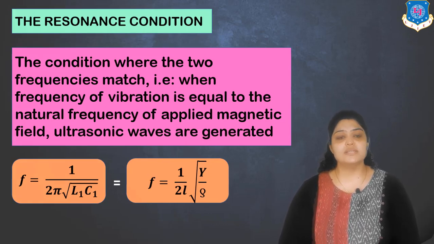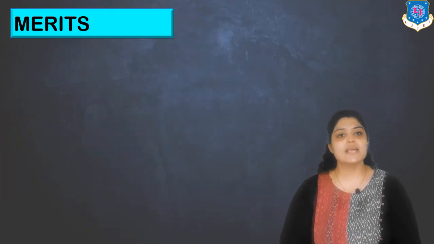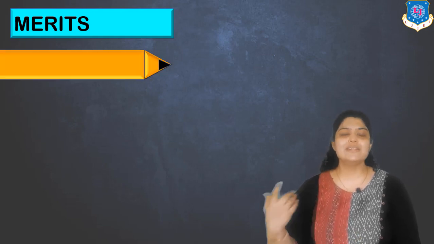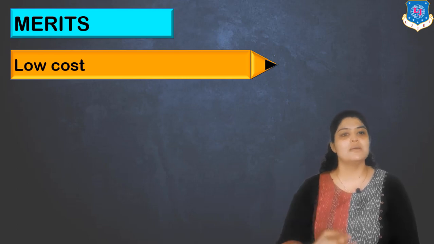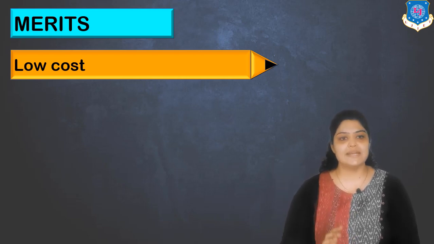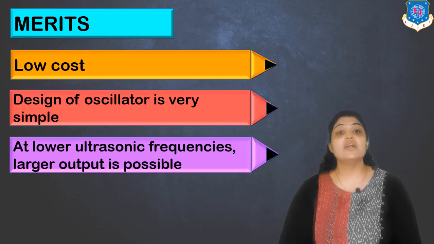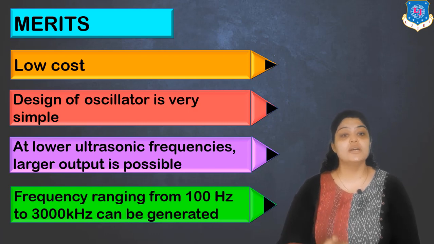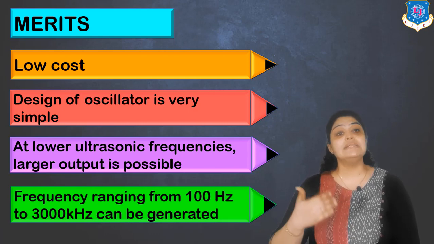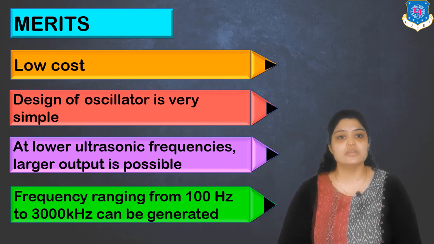So this was the construction and working of a magnetostriction oscillator. Next, I'll discuss the merits or advantages. It's a low-cost oscillator. It simply requires a ferromagnetic rod, two coils, a capacitor, and a battery. So minimum setup is required, and the design of the oscillator is simple. At lower frequencies, larger output is possible. Next, frequency ranges from 100 Hz to 3000 kHz. 3000 kHz means up to 3 MHz we can generate frequencies with the help of this magnetostriction oscillator.